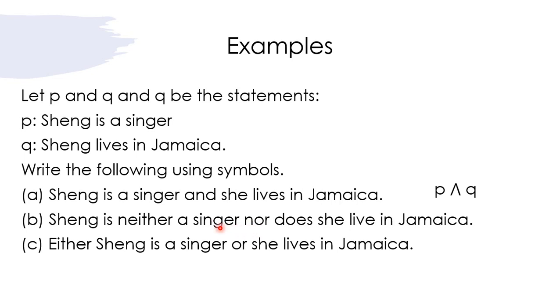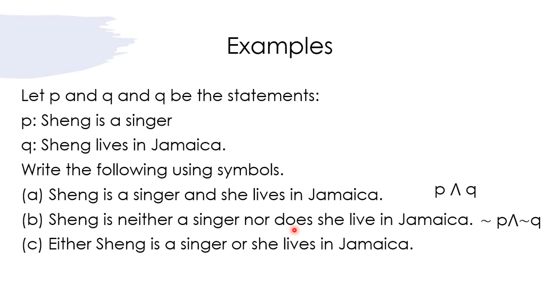It's a combination of negation P, because P says Sheng is a singer. So negation P will say that Sheng is not a singer. Nor does she live in Jamaica. Proposition Q says Sheng lives in Jamaica. Hence, the negation of Q, or the opposite of Q, is that Sheng does not live in Jamaica. So, in symbols, this is just negation P and negation Q.